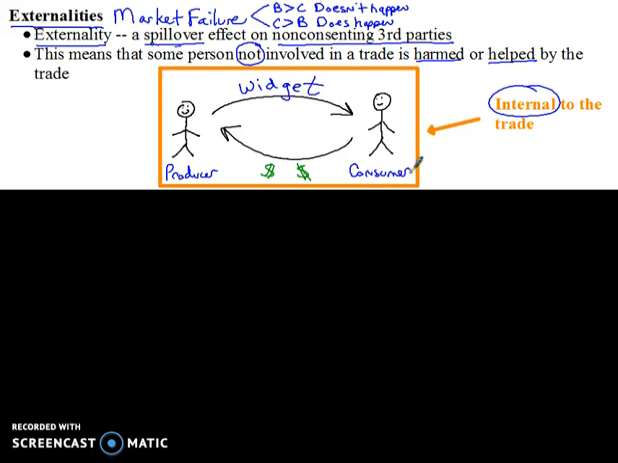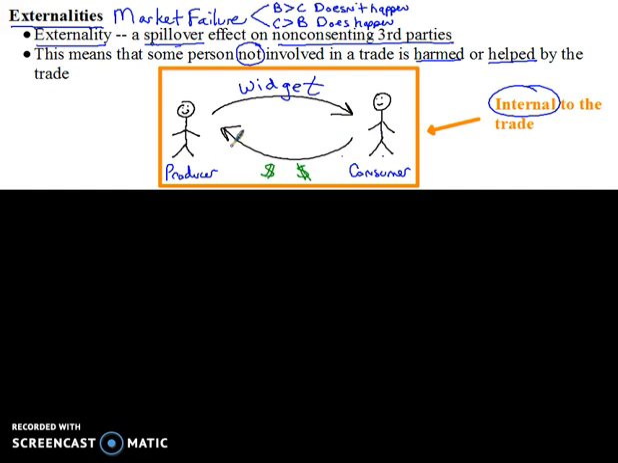Now, both of these people involved in the trade consider themselves better off as a result of the trade happening. They consider the benefits of the trade to be greater than the costs, or else they wouldn't do it. In other words, the producer values the dollars that he gets more than the widgets that he has to give away. And the consumer values the widgets more than the dollars that he gave away. That's why they engage in a trade.